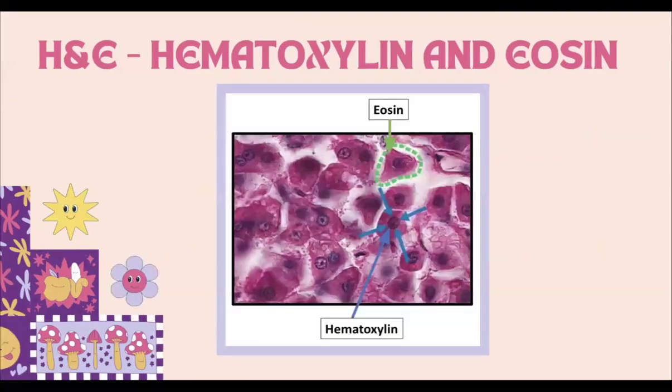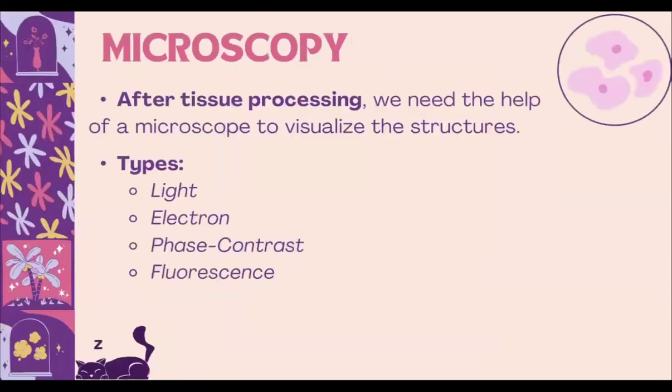So we have a picture of it here. You can see that the pink part over here is eosin, and then the center part, which is marked by the multiple blue arrows, that's the hematoxylin staining the nucleus. Then once we have tissue preserved, we have processed the tissue by cutting it. We've stained the tissue with certain dyes. Now we come to viewing the tissue itself.